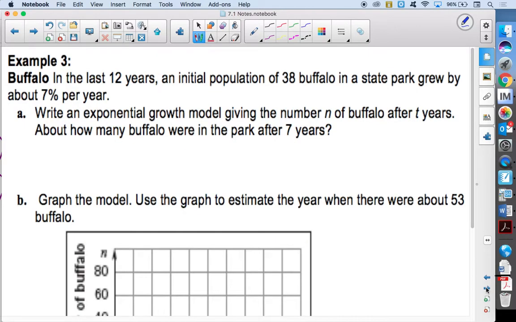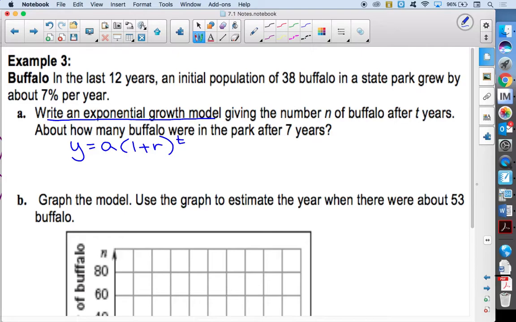So at the top of the next page, it talks about a herd of buffalo. Over the last 12 years, an initial population of 38 buffalo were in a state park. They grew by 7% a year. It says write an exponential growth model giving the number n of buffalo after t years. So that first part is like we want to write an equation to go along with this information. So that equation needs to look like a(1 plus r) to the t. We just need to fill in the numbers.